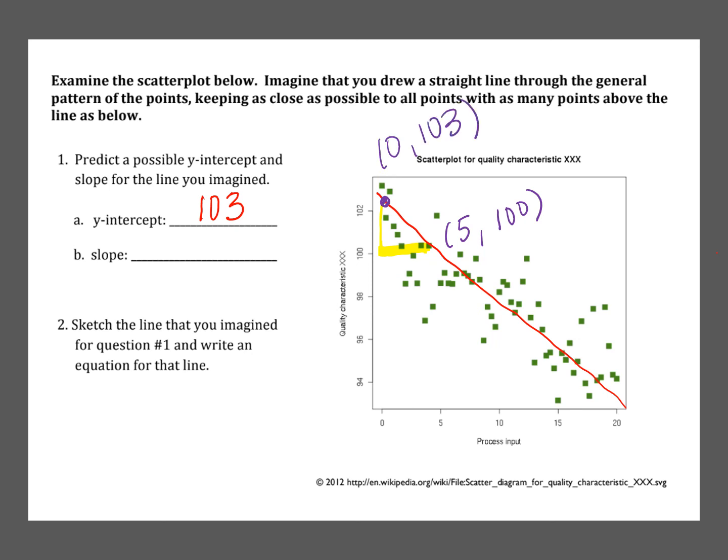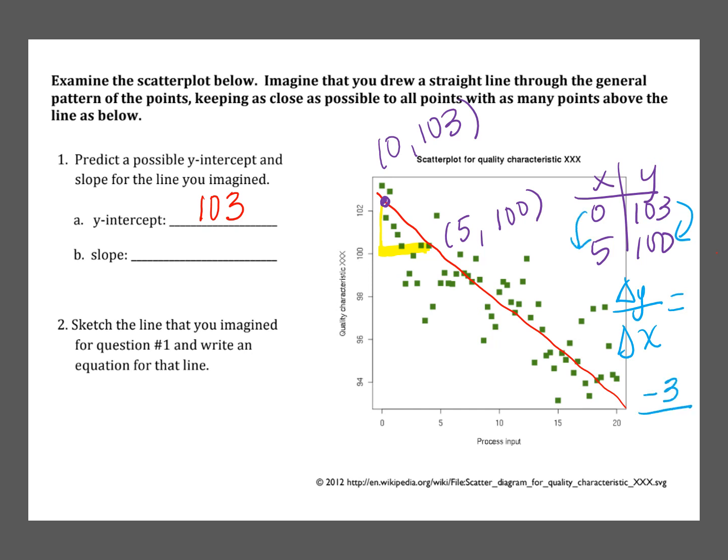And so when I want to find my slope, with 0, 103 and 5, 100, looking at that change in y over change in x, my y values went down 3, and my x values went up 5. So I'm going to estimate that my slope is -3/5. Again, I can see that here. I'm going down 3 units, and I'm going to the right 5 units. Again, you may have something different. That's totally okay. We're just estimating.